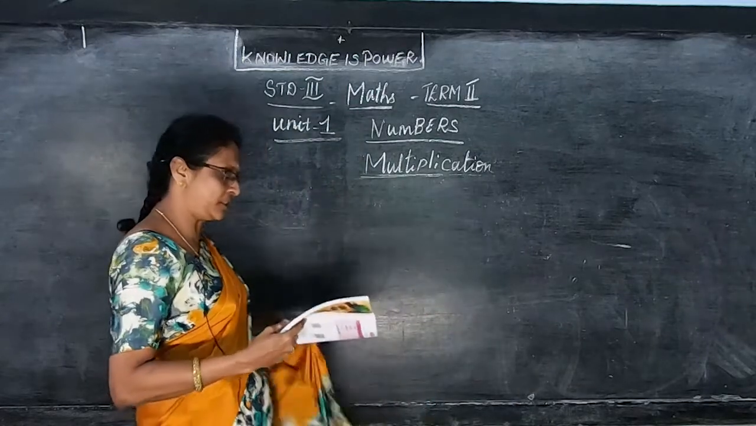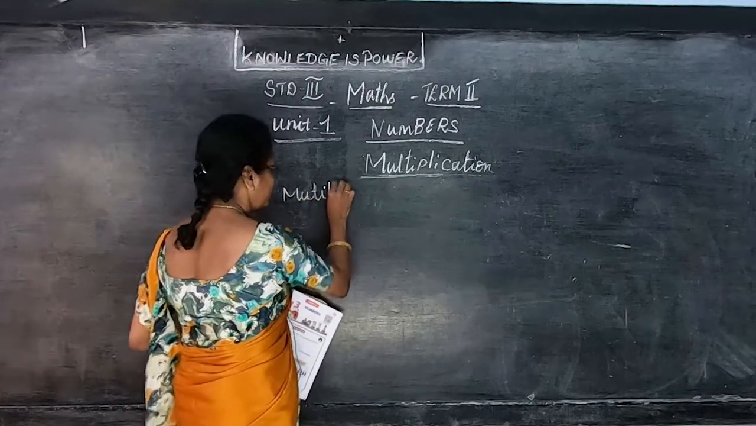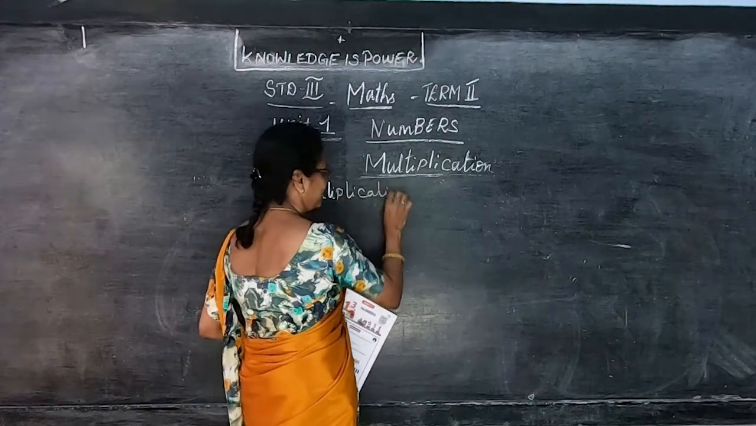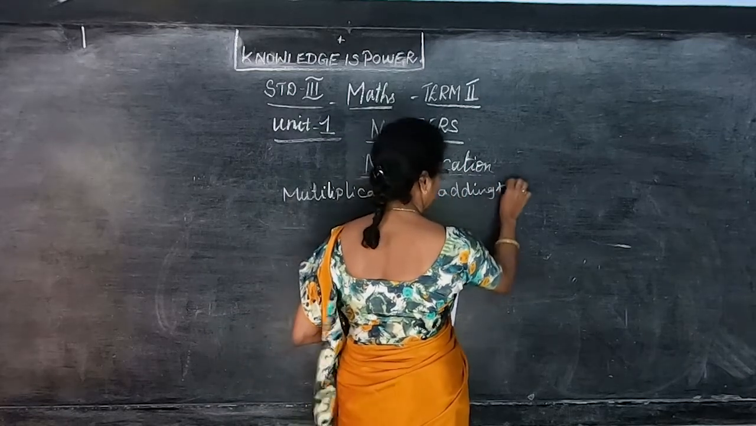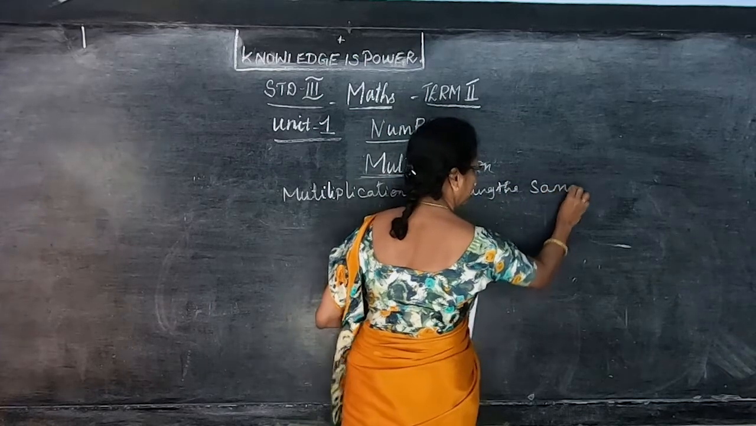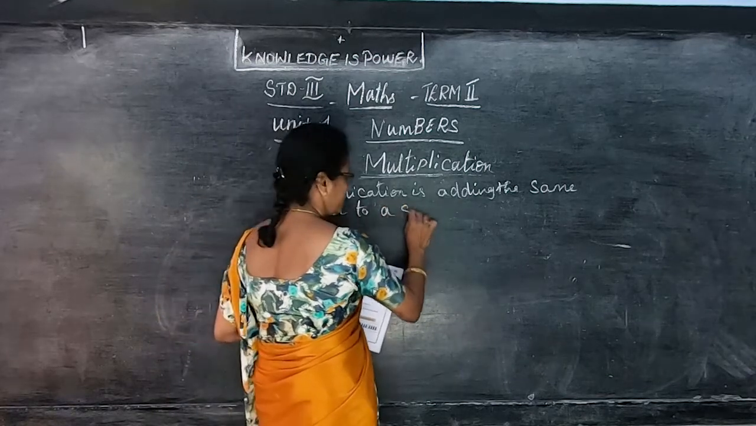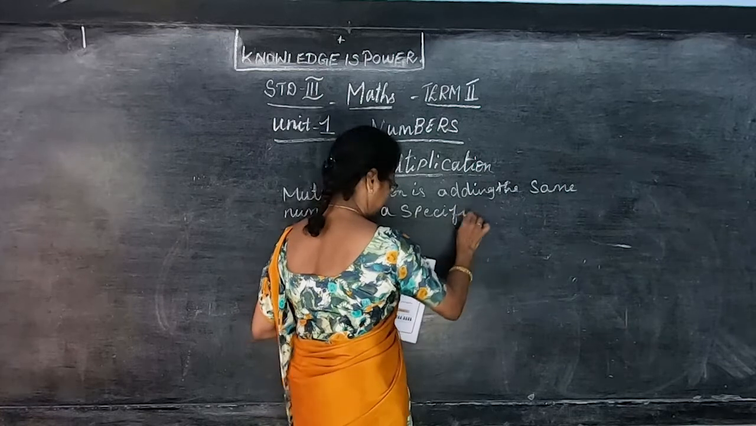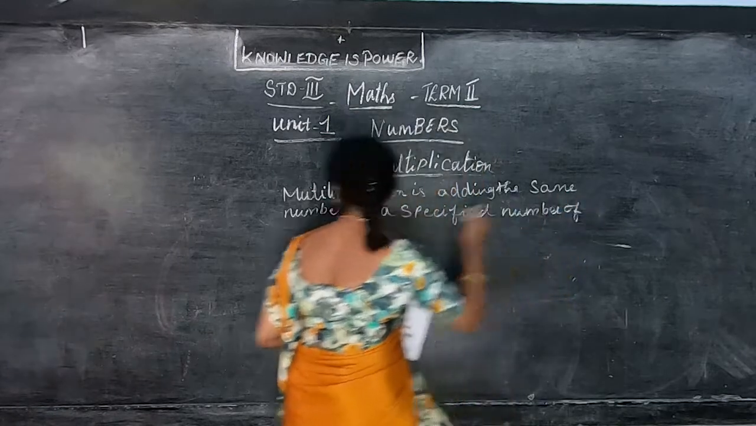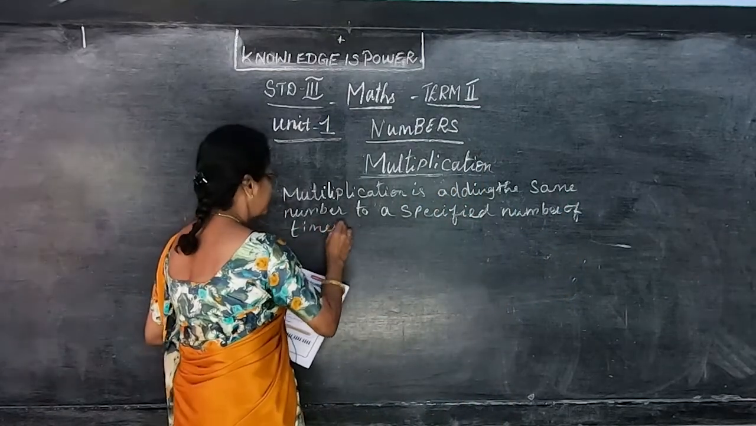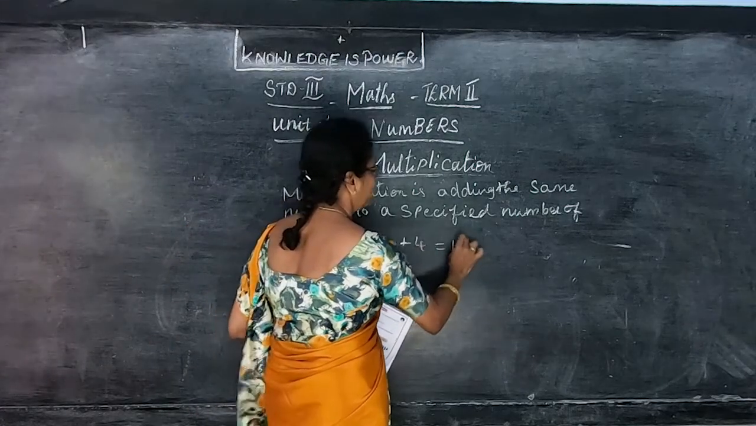What do you mean by multiplication? Multiplication is adding the same number a specified number of times. This is known as multiplication, okay? Number of times. So, for example, 4 plus 4 plus 4 is equal to 12.